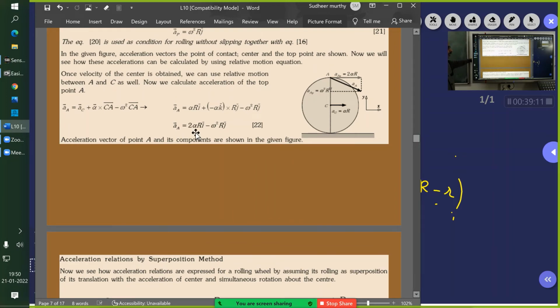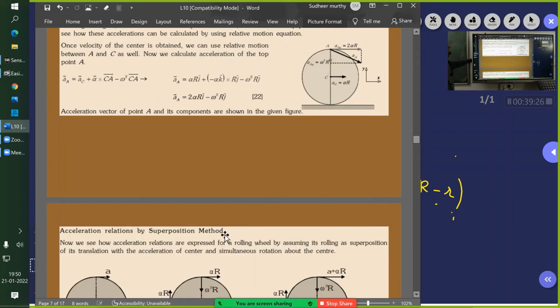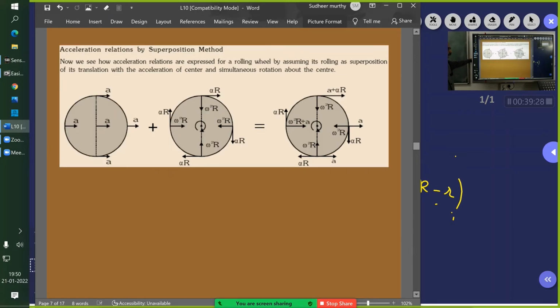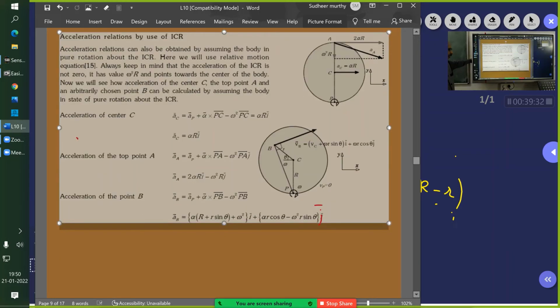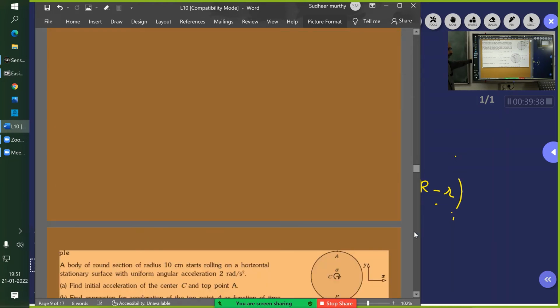A is 2 alpha r I cap minus omega square r J cap. So here you see this format: 2 alpha r I cap minus omega square r J cap, right? So if you make theta equal to 90 here, then sin theta is 1.